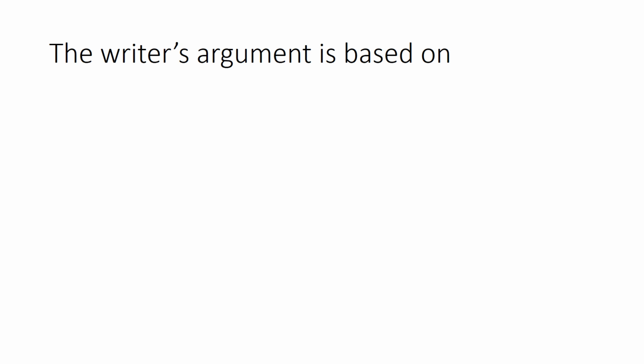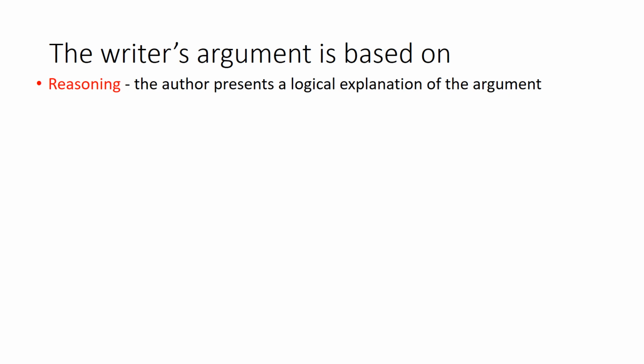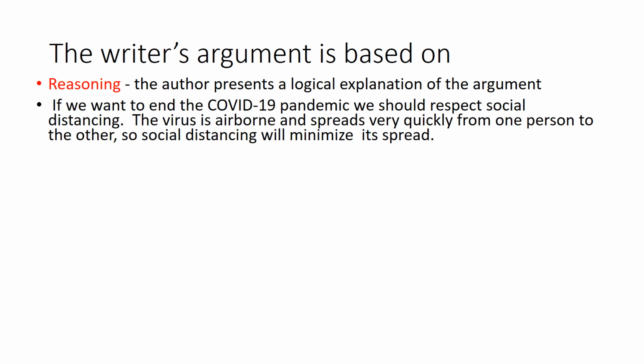The writer's argument is based on, number one, reasoning. The author presents a logical explanation of the argument. Like for example, if we want to end the COVID-19 pandemic, we should respect social distancing. The virus is airborne and spreads very quickly from one person to the other, so social distancing will minimize its spread. As you can see, it is reasoning. If the pandemic is spread through airborne spread, then if we do social distancing, we will minimize its spread.